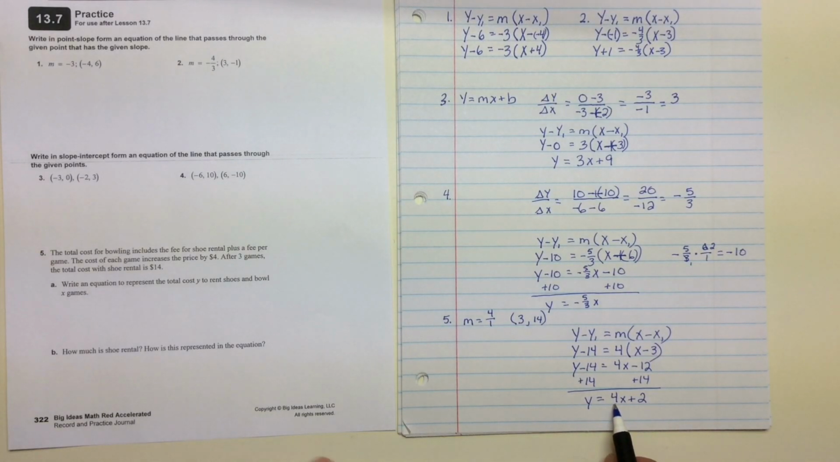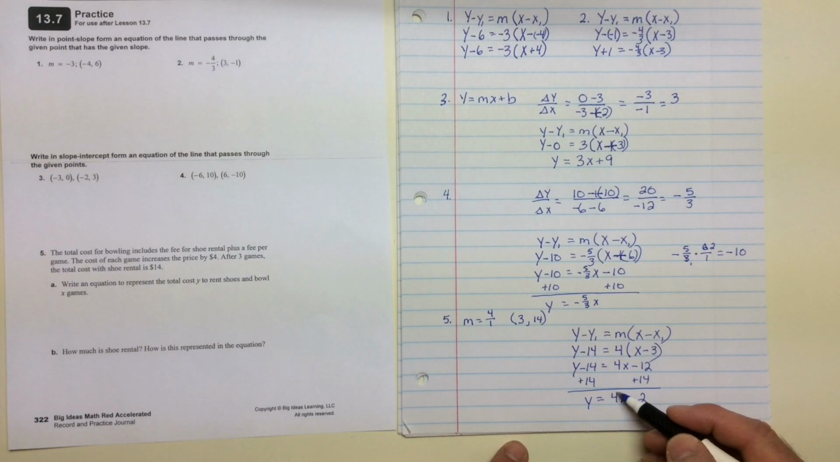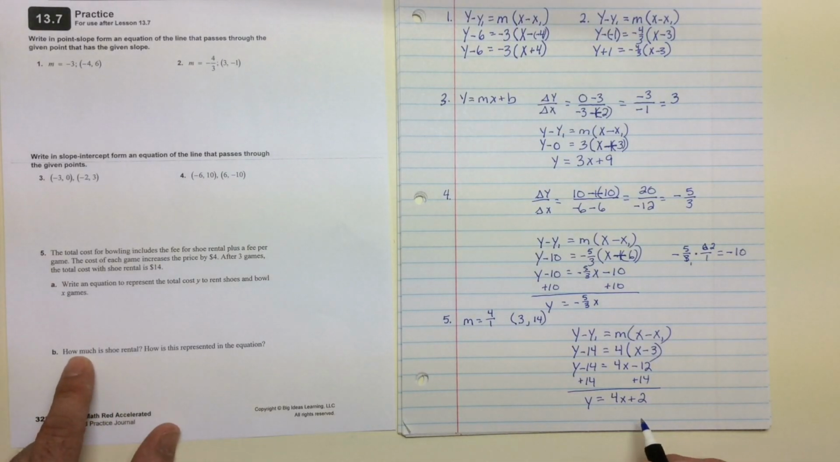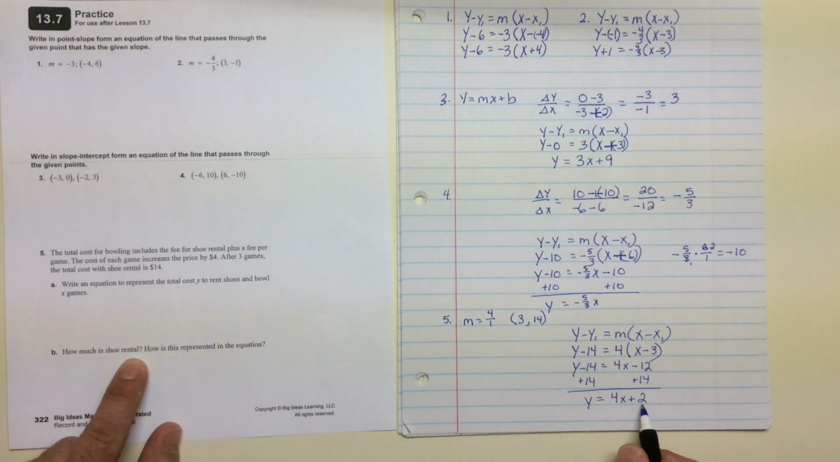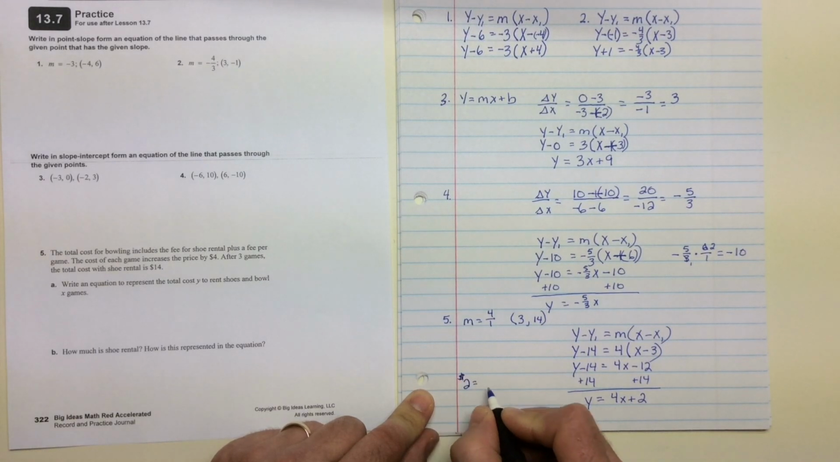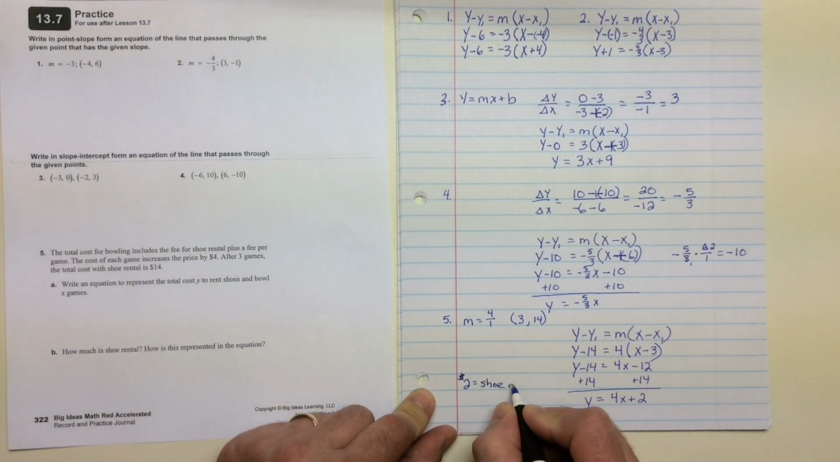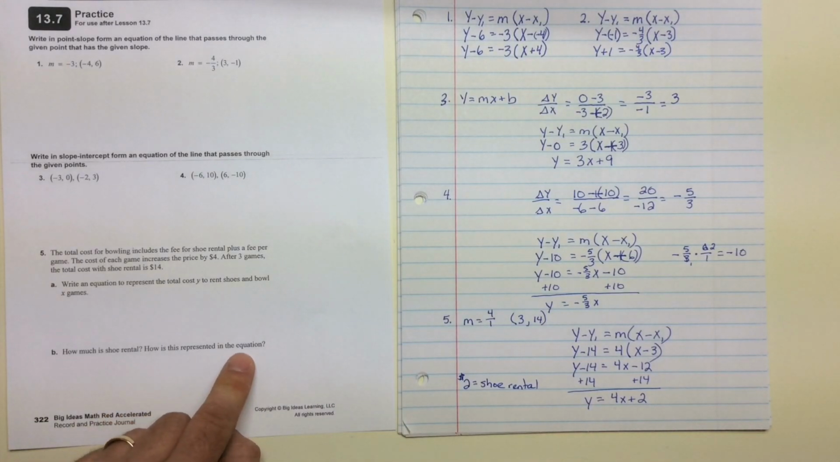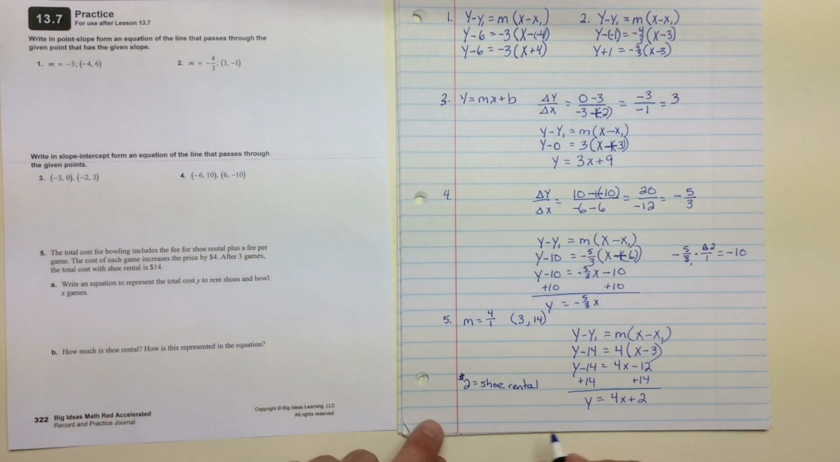Our slope is 4, or 4/1, which was $4 per 1 game. But what's this 2? Well, that's how much we would pay for 0 games. Well, then what are we paying for? Well, our shoe rental, of course. So when it says how much is shoe rental? $2. $2 equals the shoe rental. How is this represented in the equation? It's our y-intercept.